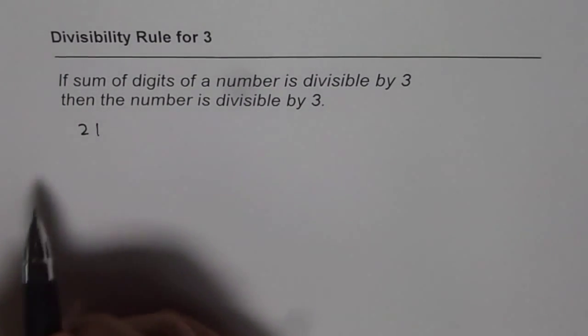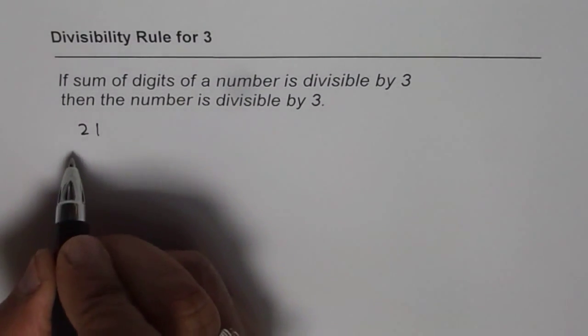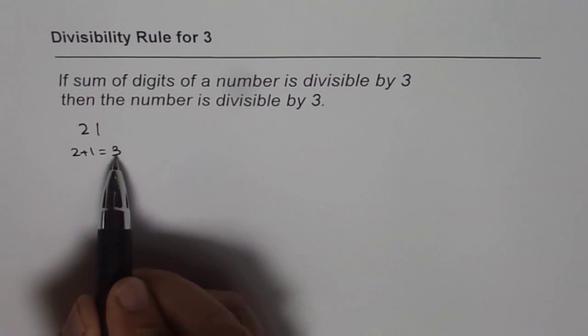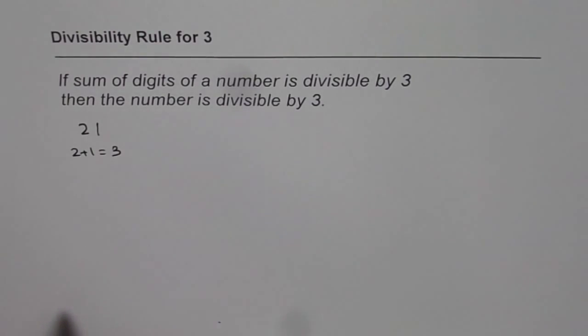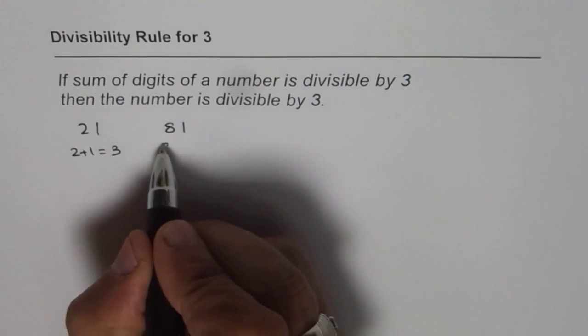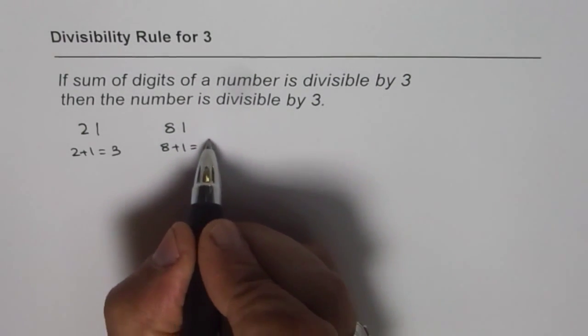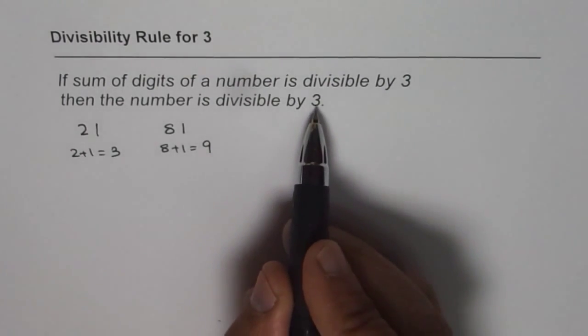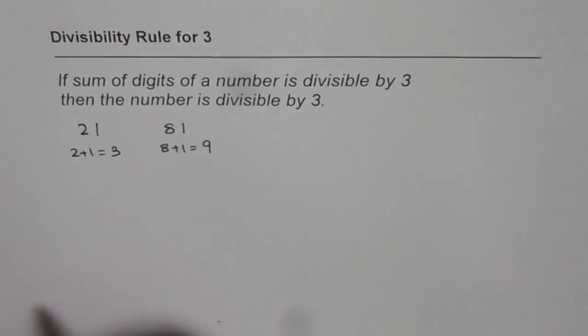Let us add 2 and 1. If I add 2 and 1, that is 2 plus 1 is 3. Now we know 3 is divisible by 3, and therefore 21 is also divisible by 3. That is the rule. Let me write another number. Let's say 81. Now 8 plus 1 equals 9. Since 9 can be divided by 3, 81 can be divided by 3 also.